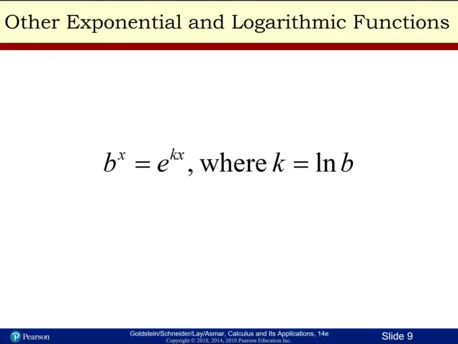So looking at b raised to the x, and how does that relate to e to the kx, we can say that b to the x equals e to the kx, where k is the natural log of b. So we can rewrite something that's given with a different base in terms of e, and it's going to make our lives easier if we're able to do this.